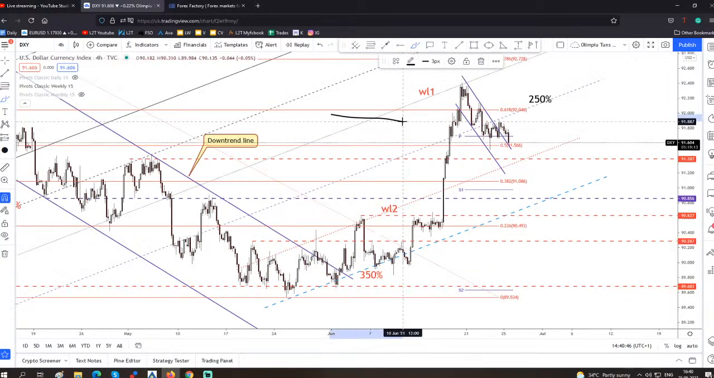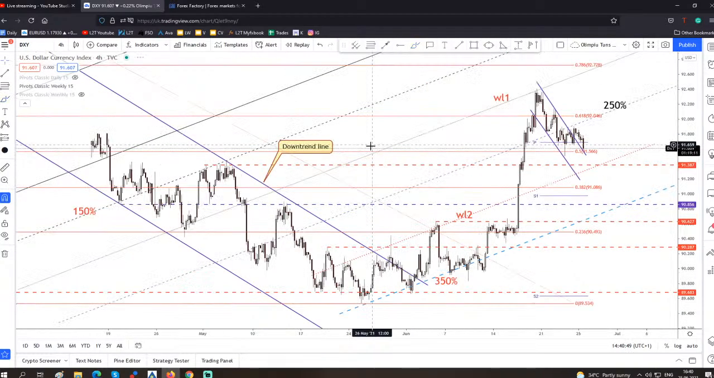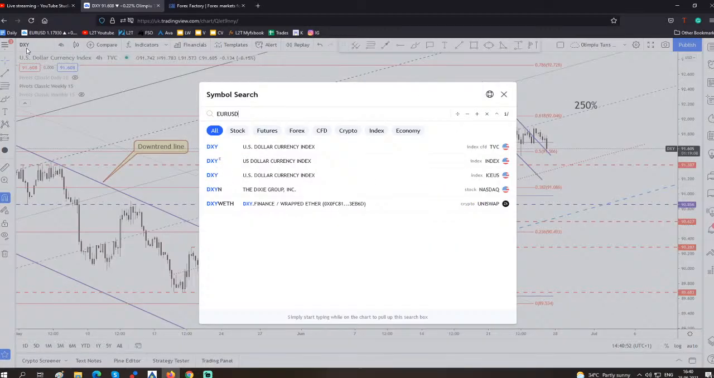It's still in the red here. Let's take a look again at the euro versus the US dollar.